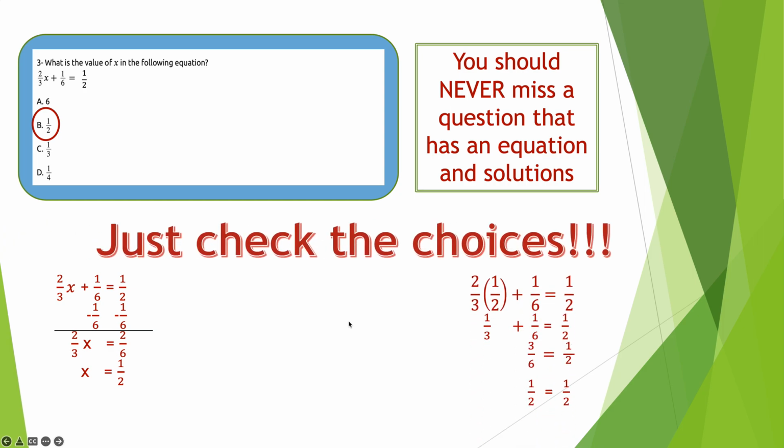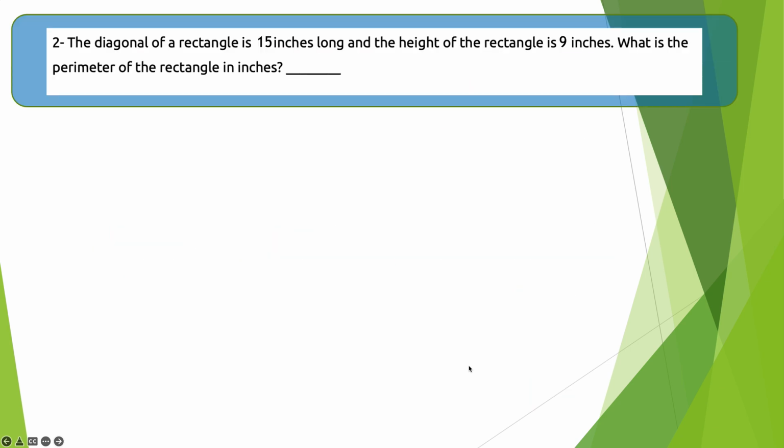When you get to this one, 2/3 times 1/2, you could kill the 2's, it's 1/3, or you could do 2 times 1 is 2, 3 times 2 is 6. 1/3 plus 1/6 adds up to 3/6, because 1/3 is 2/6. 2/6 and 1/6 makes 3/6, and 3/6 is 1/2. Next up, go ahead.